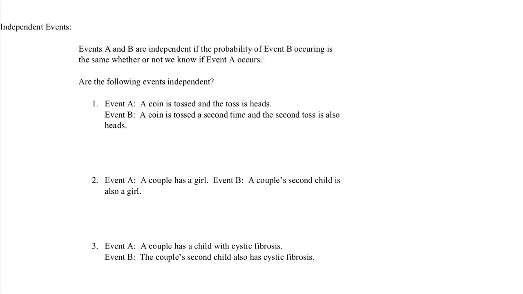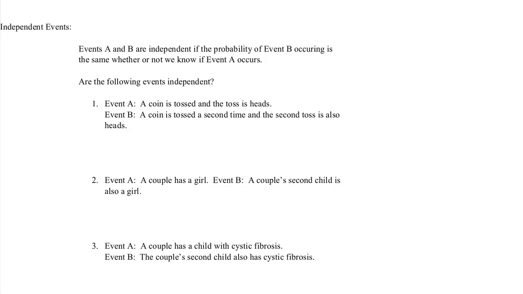So here what we want to talk about is independent events. Two events are independent if the probability of one event occurring is the same whether or not we know anything about the other event occurring. Events A and B are independent if the probability of event B occurring is the same whether or not we know if event A occurs.